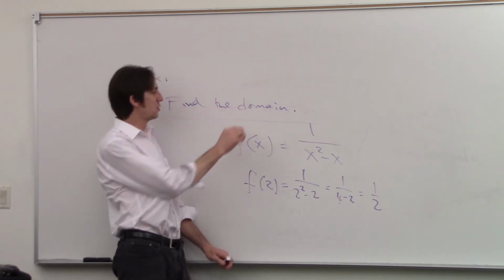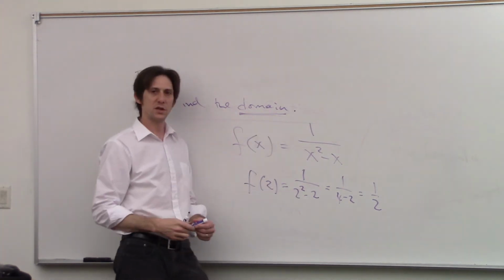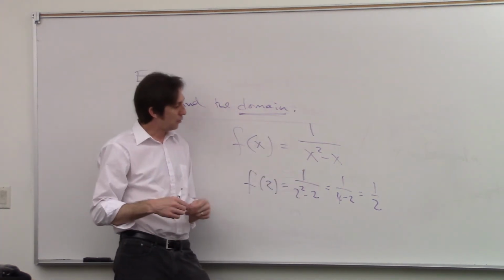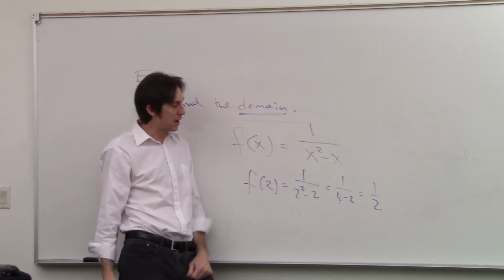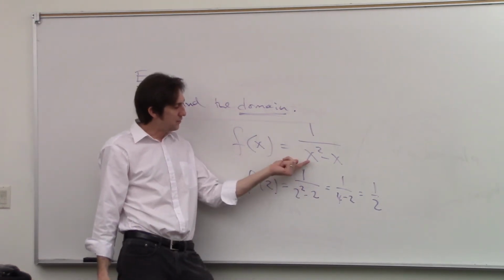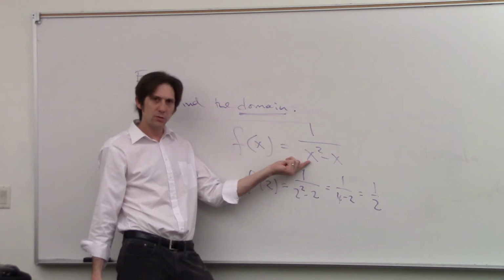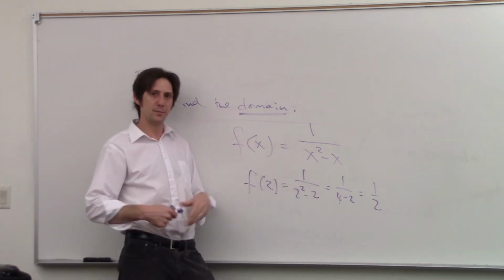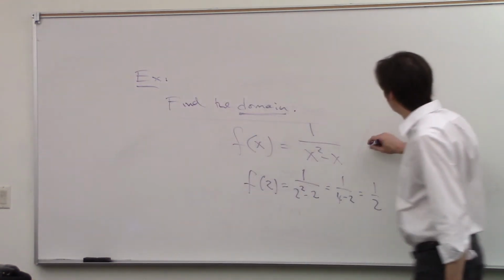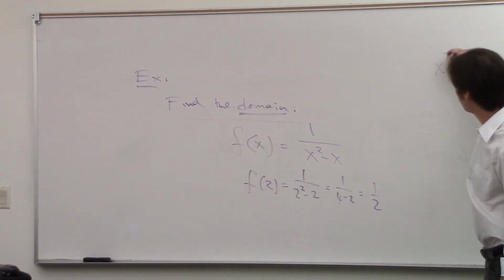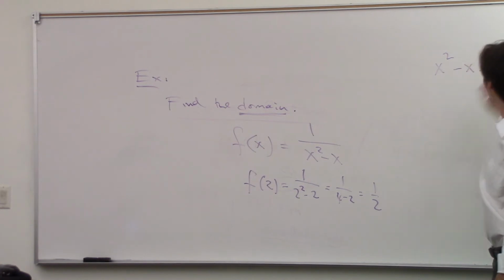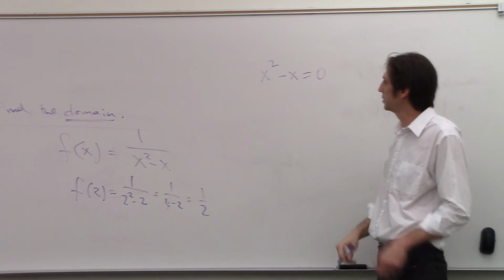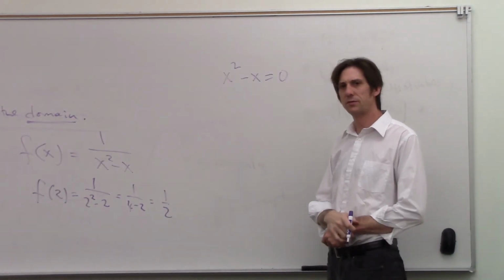And so when I'm finding domain, the real question is, what x's am I allowed to plug in? Another way of thinking about that is, I need to figure out if there are any x values so that when I plug them in, I get 0 in the denominator, because that would be bad. So if I set the denominator equal to 0 here, I can figure out what x's make the denominator 0. How do you solve this equation for x?